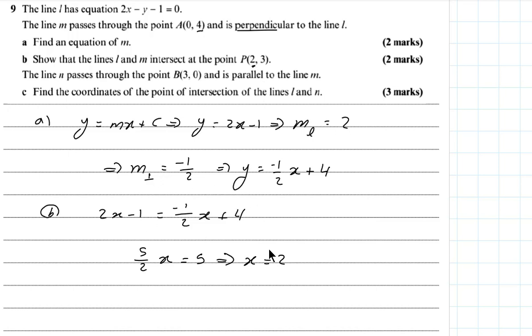Put it in the first equation, maybe easier. In this case, 2 times 2 is 4. y = 4 - 1, which is 3. So the point of intersection is (2, 3).